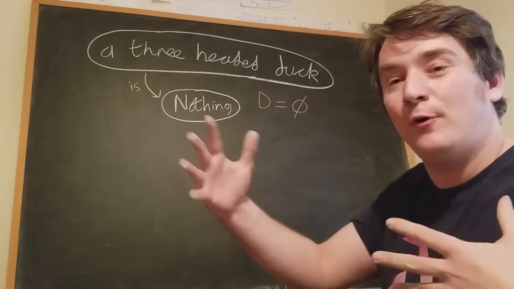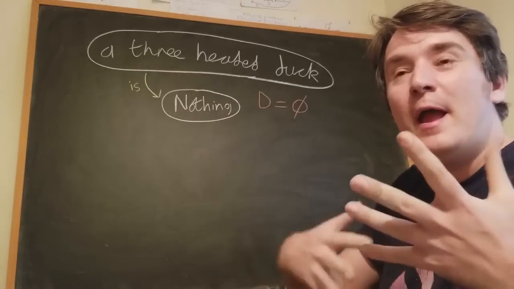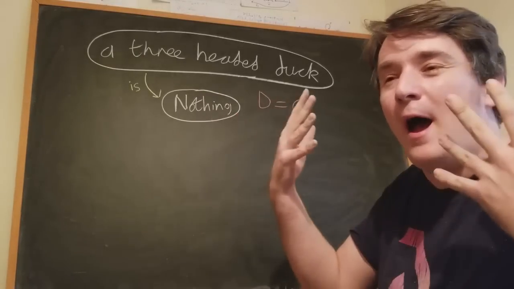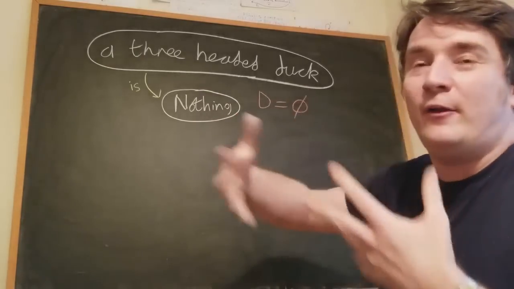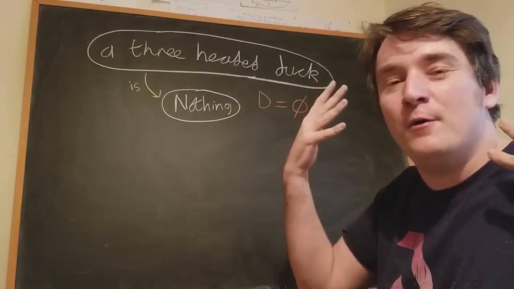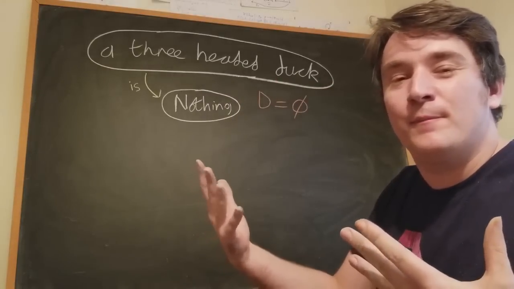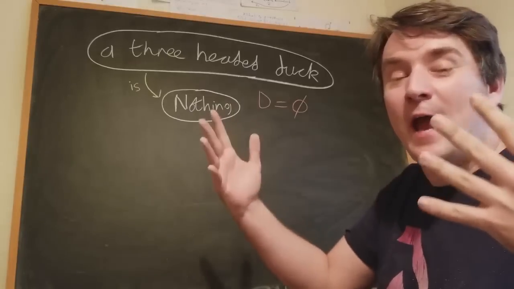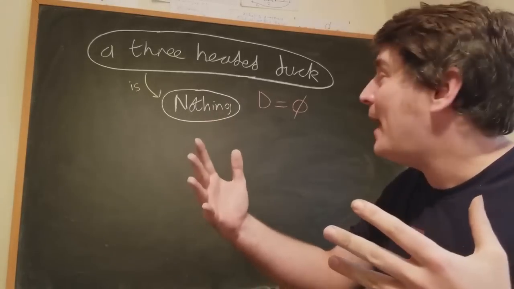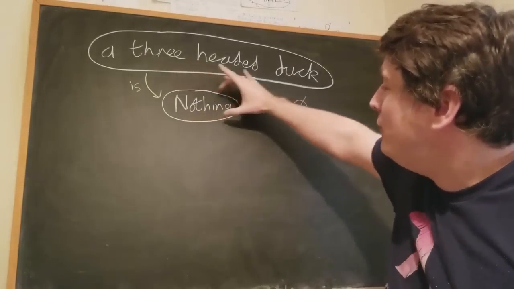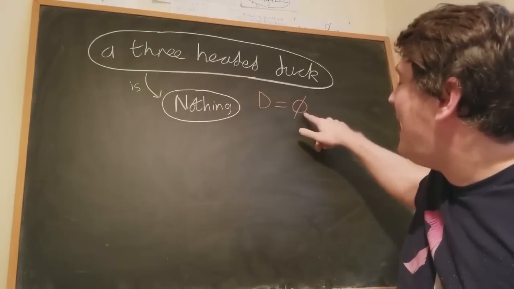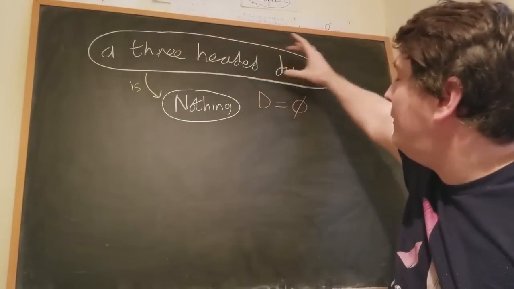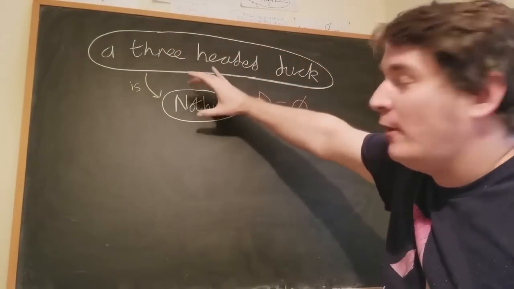Okay, so another important thing to be able to do in everyday language is to say that things don't exist. So how would we express, for example, that there are no 3-headed ducks? Well, one way to do it would be to say that the set of 3-headed ducks is an empty set. So we could write nothing to represent the empty set, the set with no elements. And then we could say a 3-headed duck is nothing.